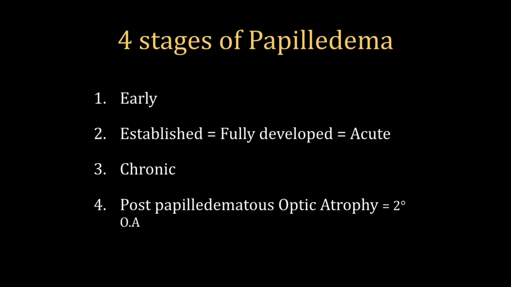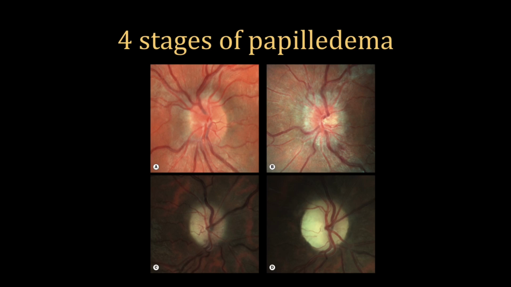There are 4 stages of papilledema: early, established, chronic, and the 4th is the final optic atrophy stage. So these are the 4 stages here. This is going to be the early stage. This is going to be the established stage. This is going to be the chronic, and this is going to be the optic atrophy stage.